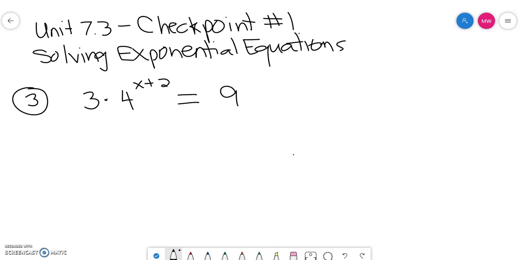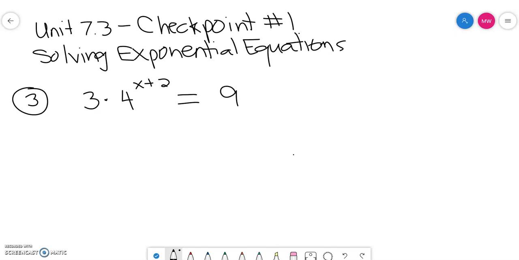Okay, so there have been a couple of questions on Unit 7.3. We're going to take a look at a couple of the problems from checkpoint number 1. In this section, we're going to be solving exponential equations using logarithms. So the first one we're going to look at, this is number 3 off of checkpoint number 1.